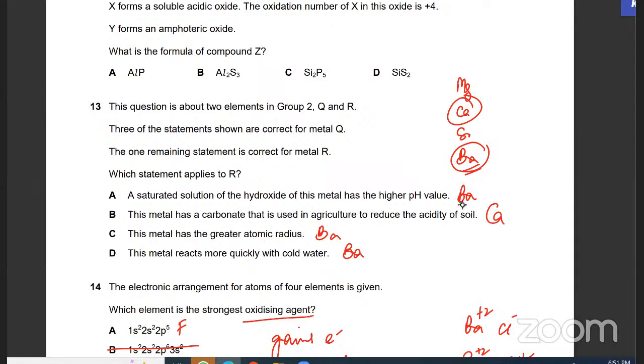But what we found out was that 3 of the statements work for barium, while only one of them is working for calcium, right? So that means R is calcium, right? Is that clear?